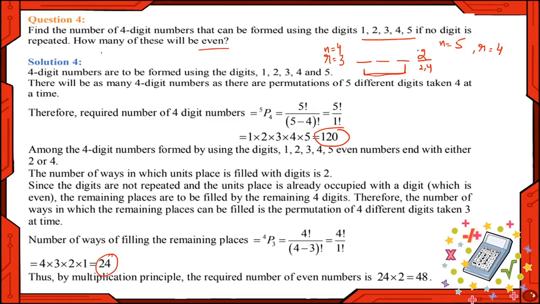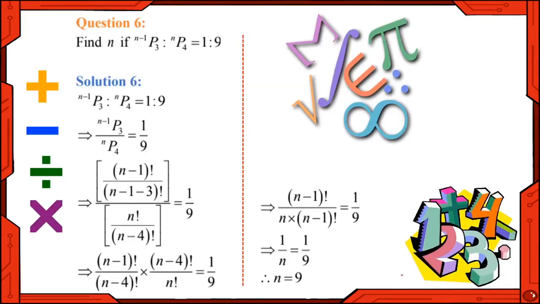And now we talked about the case where we must have taken any one of these numbers. Let's say we have taken 2. So the same number of ways we will have when we take 4 at the unit place. So it means into 2. It means 48 total ways.